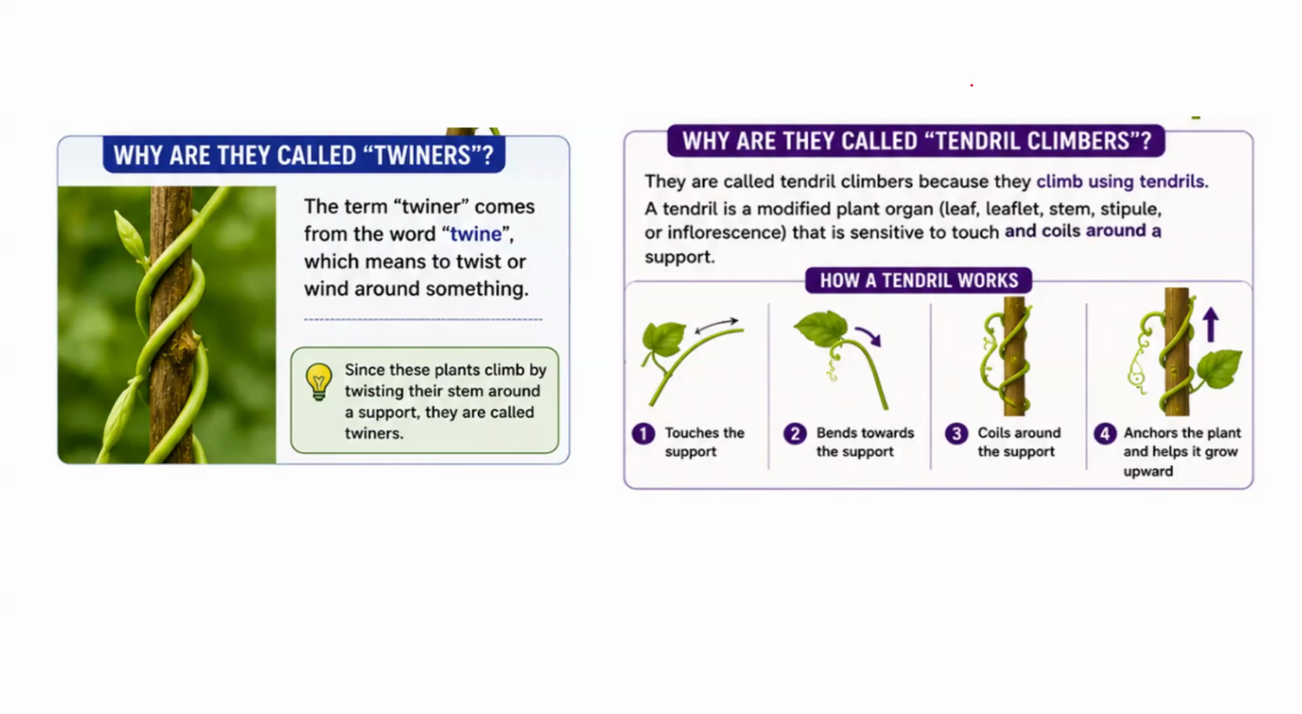In this video, we are going to study why some plants are known as twiners and some plants are known as tendril climbers. Now, first of all, why twiners are called so? The term twiner comes from the word twine, which means to twist or wind around something. Now, why are the tendril climbers called so? Because they climb by using tendrils. And what is a tendril? It is a modified plant organ like a leaf, leaflet, stem, stipules, or inflorescence, which is sensitive to touch and coils around for support.